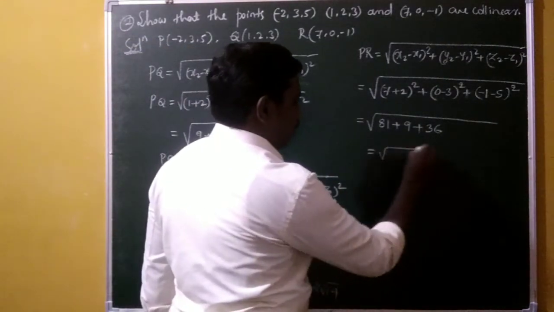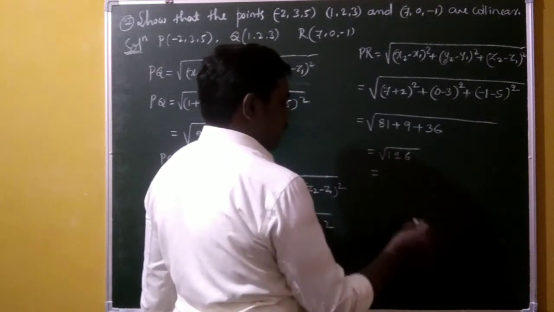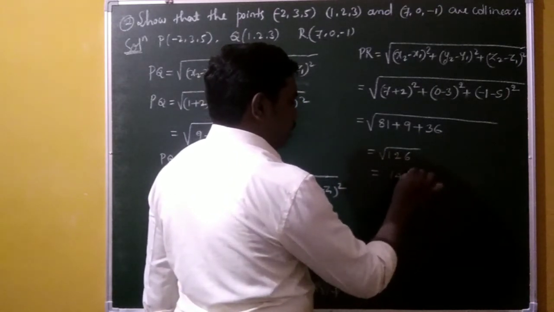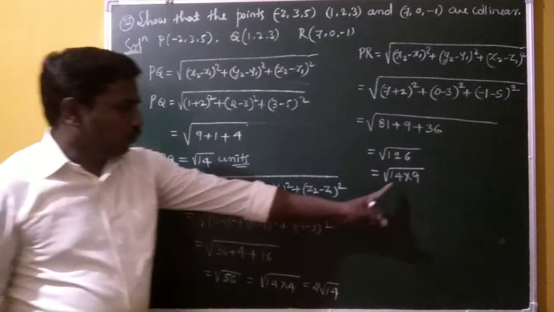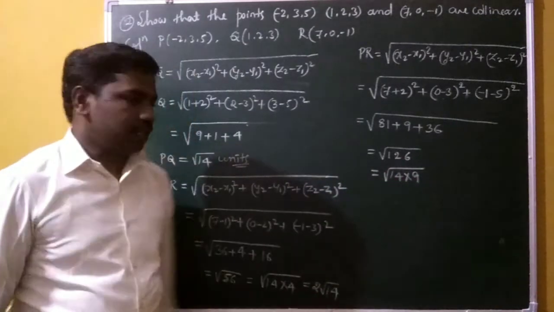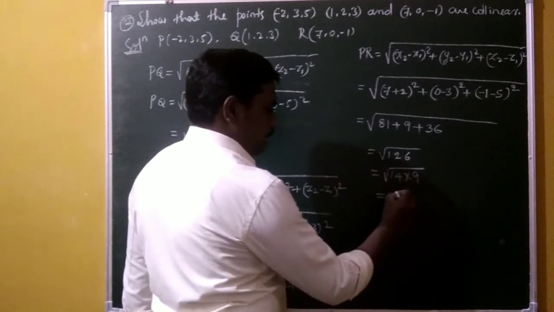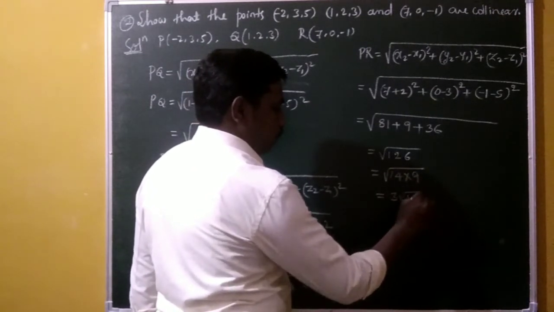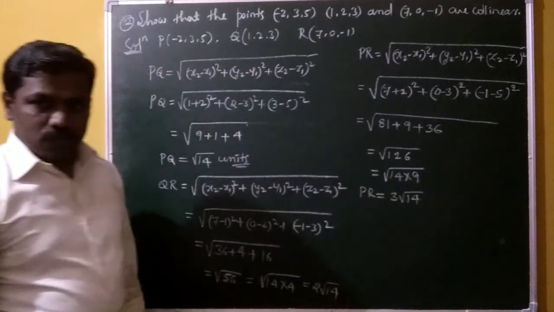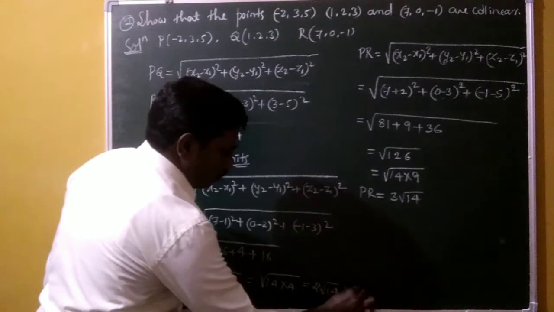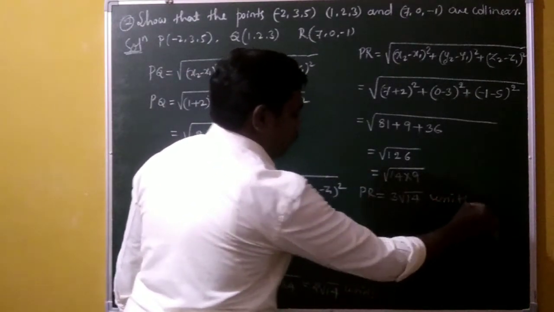Right? Square root of 126. So the square root of 126 can be written as 14 into 9. 14 9s are 126. Right. So the square root of 9 is 3, so 3 root 14. The distance PR is 3 times root 14 units. So from this observation, what can we conclude?